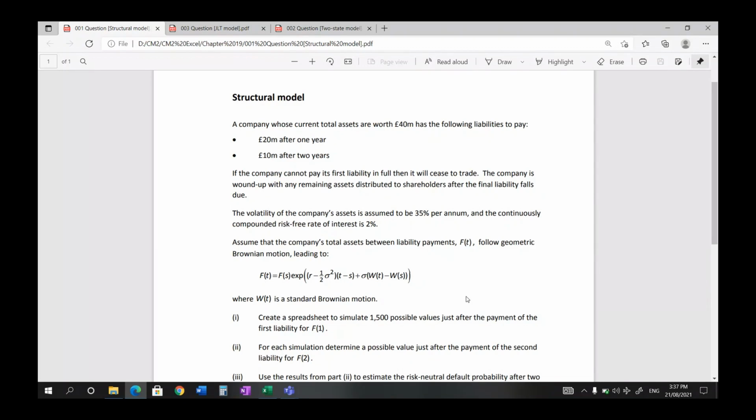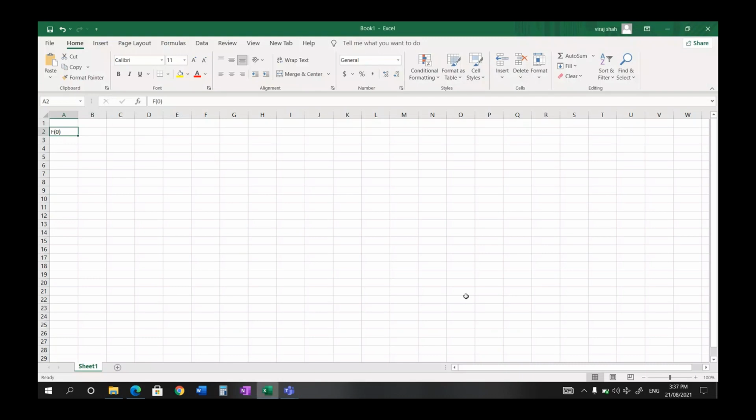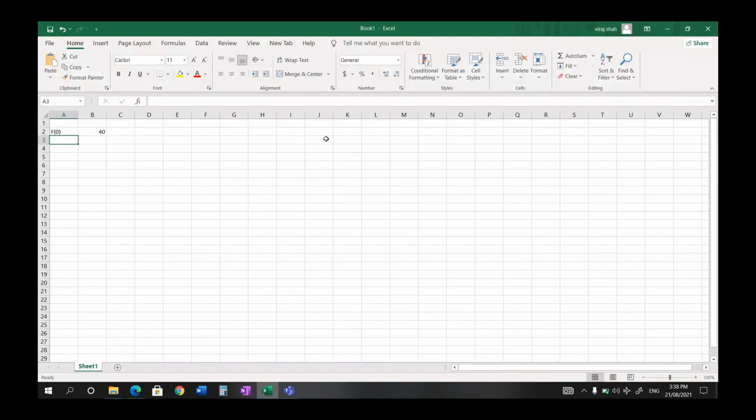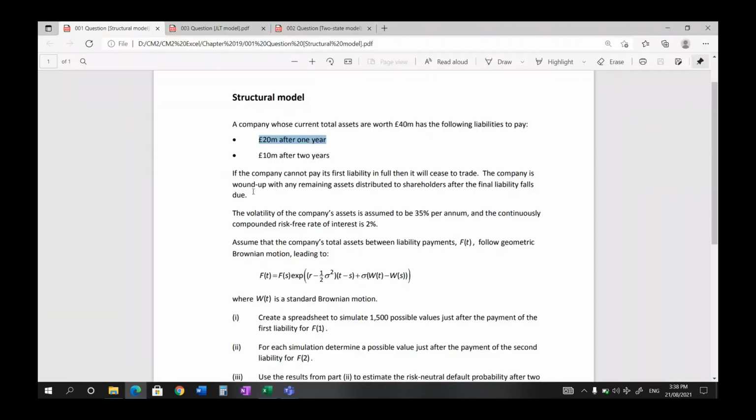So yeah, let's start with the first sum, structural model. A company's current assets are worth 40 million. So basically your current asset F0 is worth 40 million. Then it has two liabilities: 20 million after the first year. So liability 1 would be your 20 million and your liability 2 would be 10 million.